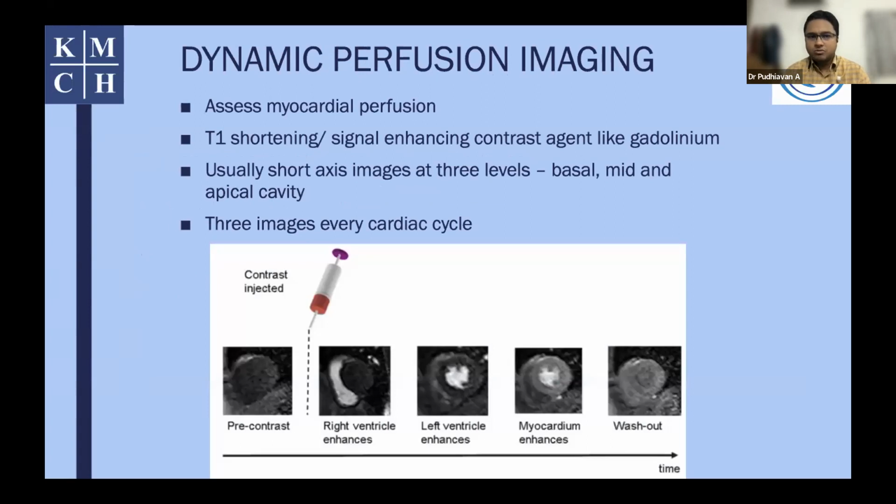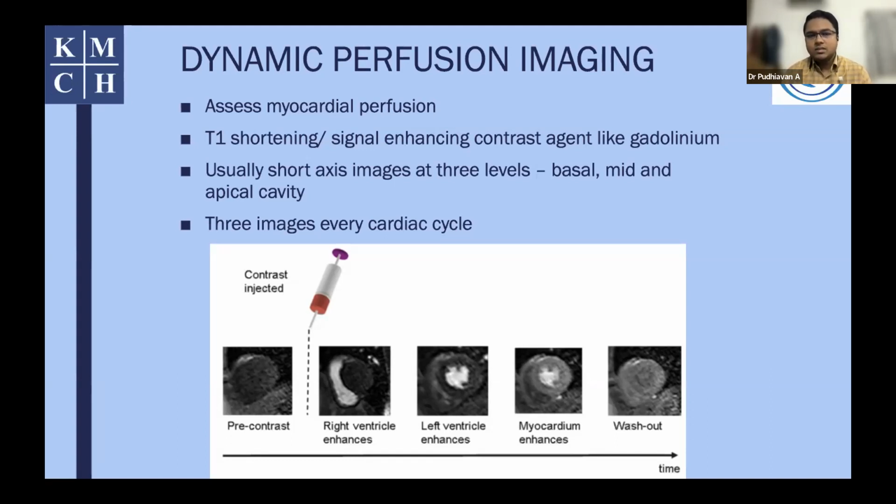Coming to dynamic perfusion imaging. So what is dynamic perfusion imaging? This is a sequence that is done to assess myocardial perfusion. What we do here is we use a gadolinium-based contrast agent, which has T1 shortening properties and increases the signal intensity of tissues, which can be helpful to assess the myocardial perfusion.